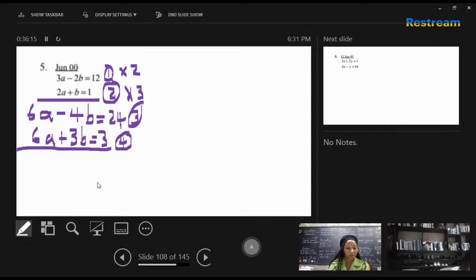And then add 3 to 4. We can't add them. One is negative, so we need to subtract them. Subtract 4 from 3 or 3 from 4. I'm subtracting equation 4 from equation 3.